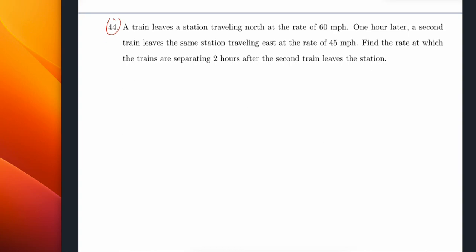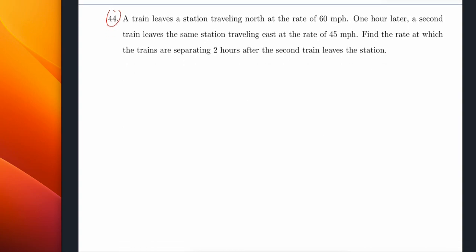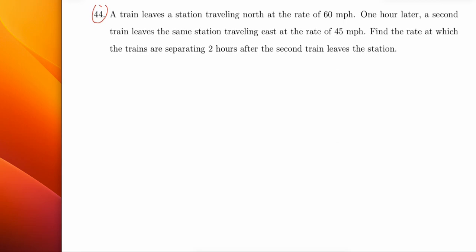Okay, so I just added a page for any of you that are trying to do that. Okay, it says a train leaves the station traveling north at a rate of 60 miles per hour. So we're going to make like a little XY axis sort of thing. Let's label it north, south, east, and west. Okay. So a compass?